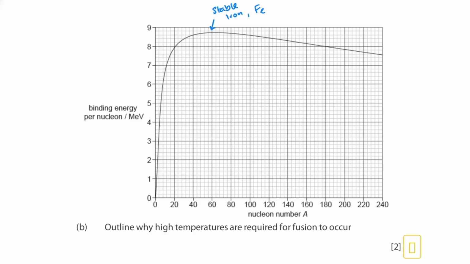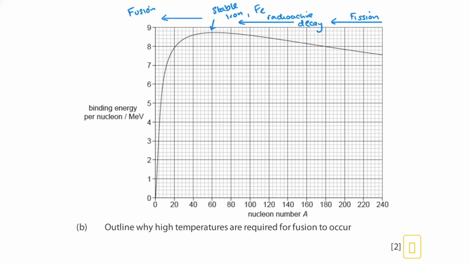Anything to the left of that will undergo fusion to become more stable. A lot of stuff here to the right going towards iron will undergo fission. And some around about here to become more stable will undergo radioactive decay. Those are the mechanisms that the unstable nuclei will undertake to become more stable and get towards iron. Okay, let's actually look at the question.